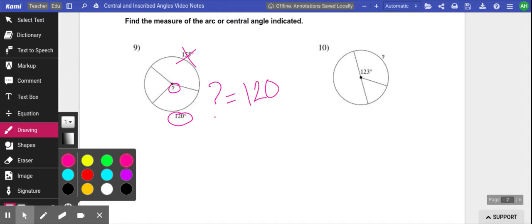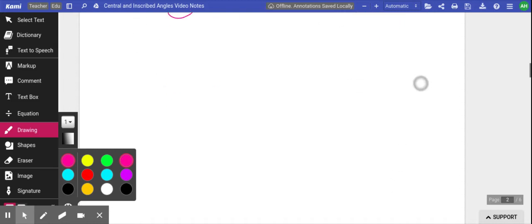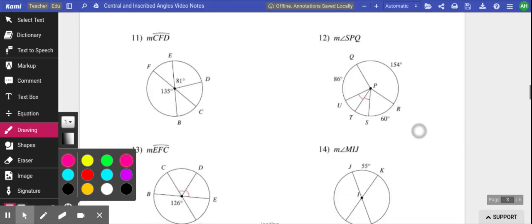Okay, if we go over to number 10, if this is 123 degrees, so our central angle is 123, then what's this one going to be? So remember, central is the same as the arc length or arc measure. So this is 123 degrees as well. All right, moving on.